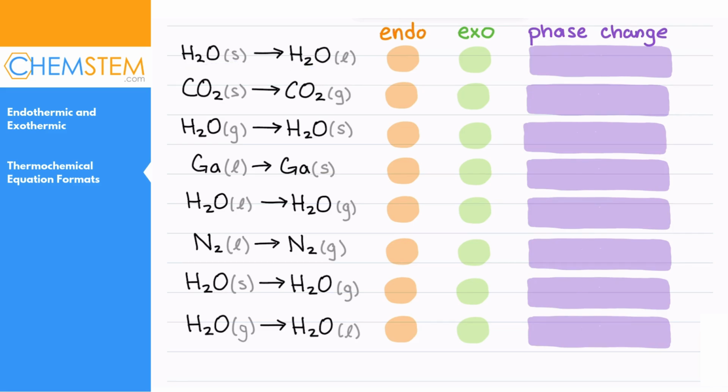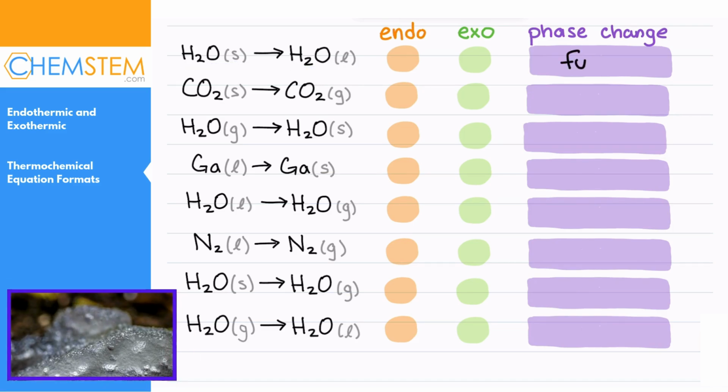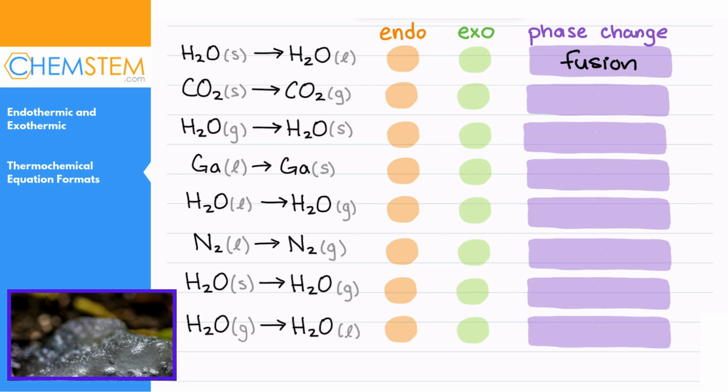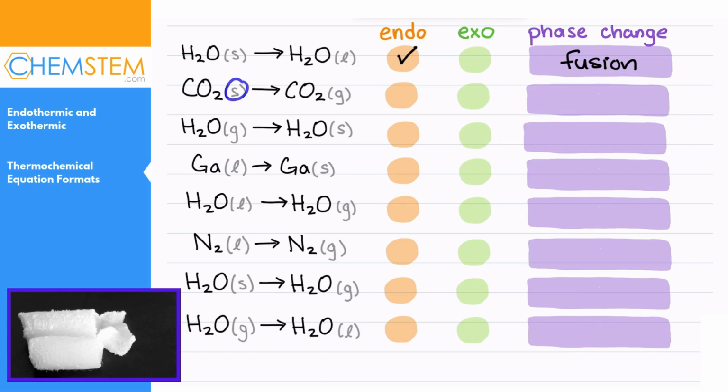That's just melting. So we would typically call that fusion in chemistry, even though in everyday life we call it melting. And in order for a solid to melt into a liquid, we have to add energy in, so that's an endothermic change. Here we have solid carbon dioxide, which we would call dry ice, and it's turning into gaseous carbon dioxide, which means it's going from a lower energy state to a higher energy state. This would also be considered endothermic, and when a solid turns directly into a gas, we call that sublimation.